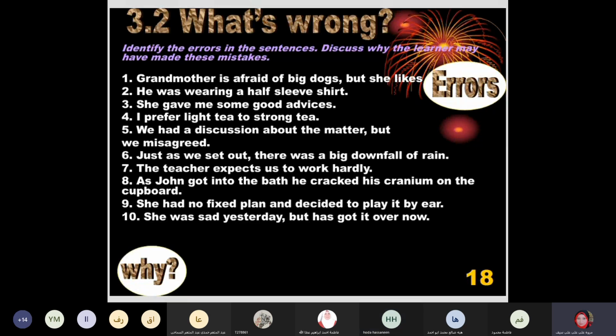Let's read it together. Who can read it and tell us? Yes, go ahead, Mrs. Samah. Number two: he was wearing a half sleeve shirt. I think that's wrong, a half sleeve. Yes. What can we say? A casual shirt. Yes, that's right. What else?